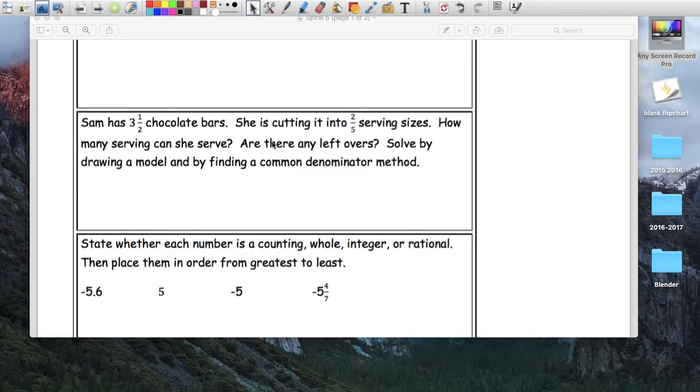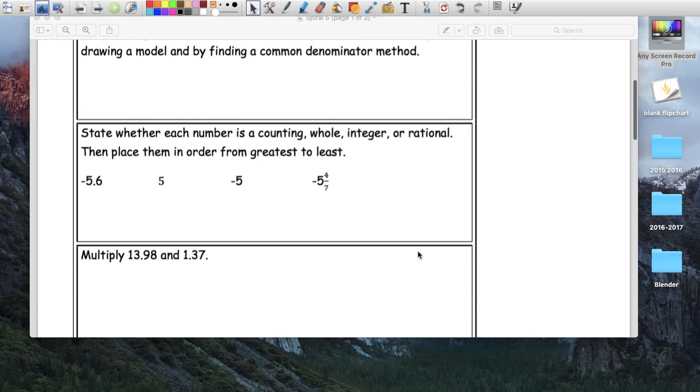State whether each number is counting, whole, integer, or rational, and then place it on the number line. So this one is just rational because it's not a counting, a whole, or an integer. 5 is a counting number for sure. It's a whole number, an integer, and a rational. -5 is not counting, not whole, but definitely an integer and a rational. -5 4/7 is not a counting, not a whole, not an integer, just a rational.